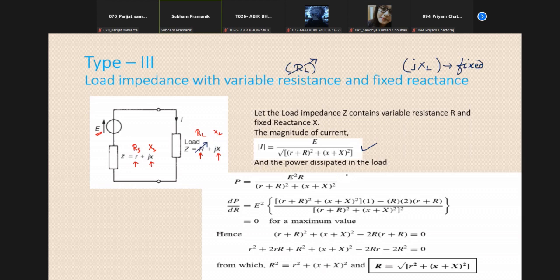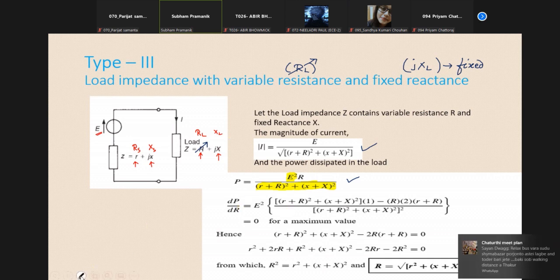Okay. Then the power. What is the power? Power is mod I square into R. So you see mod I has been found. This portion, mod E square divided by (small r plus capital R) square plus (small x plus capital X) square, is the mod I square part, multiplied by R. That's power. So how to find the maxima?